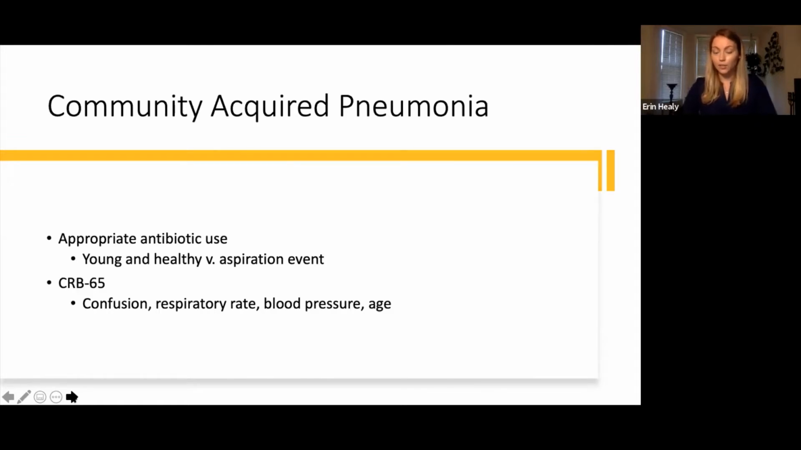How high is their blood pressure, or more seriously, how low is their blood pressure? And what's their age? Is it over 65? And if you check a certain number of these boxes, it encourages you to actually admit the patient to the hospital. And sometimes not only admit them to the hospital, but get them in that ICU level care.